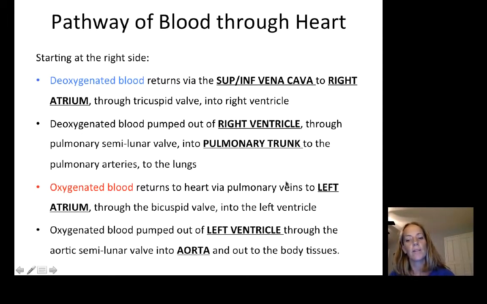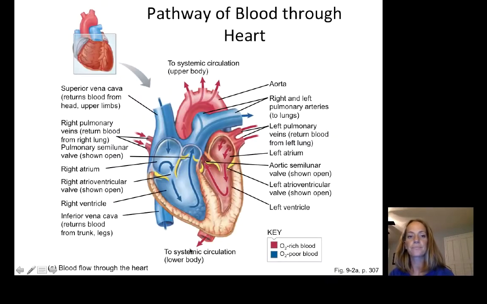the heart via the pulmonary veins to the left atrium. It'll go through the bicuspid valve, which is on the left, into the left ventricle. Then the oxygenated blood will be pumped out of the left ventricle through the aortic semilunar valve into the aorta. So I want you guys to be very, very comfortable with the pathway of blood through the heart. Here's a picture from your textbook, which shows exactly what we just drew. So the deoxygenated blood entering the right side and getting pumped to the lungs, the oxygenated blood entering the left side and getting pumped out to the body.